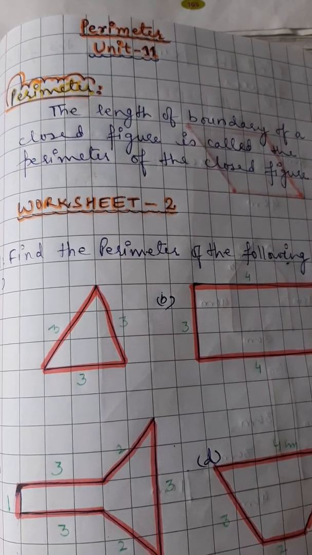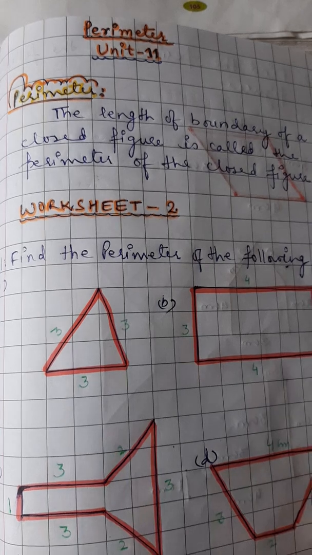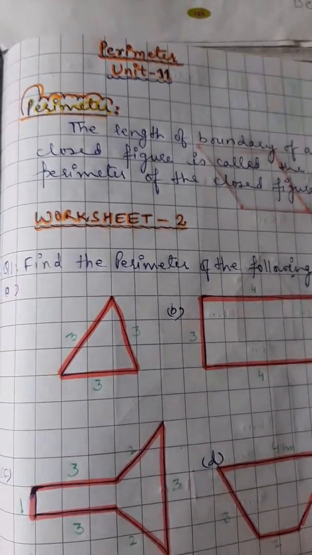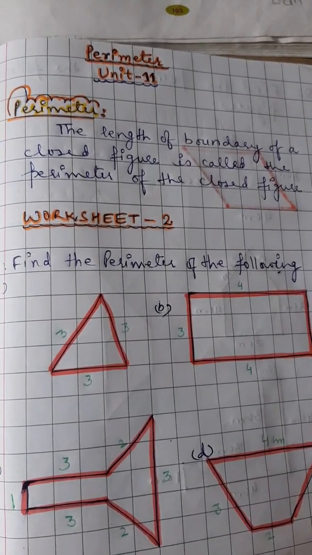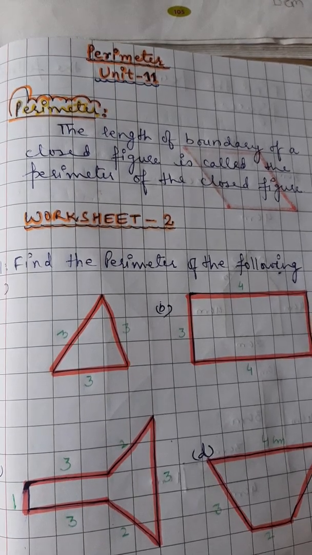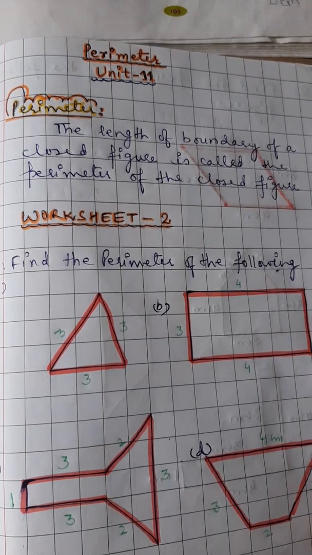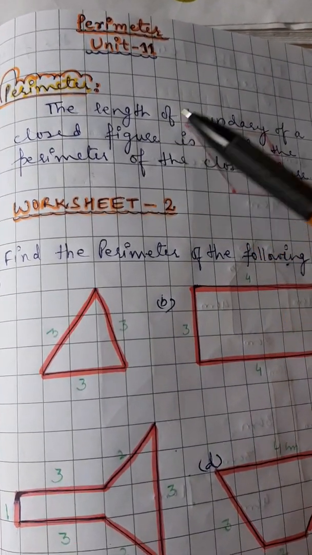Welcome students. Today I am going to discuss perimeter, the meaning of perimeter. In the previous video, we have learned what closed figures and open figures are. Perimeter: the length of the boundary is called the perimeter, the length of the boundary of a closed figure.